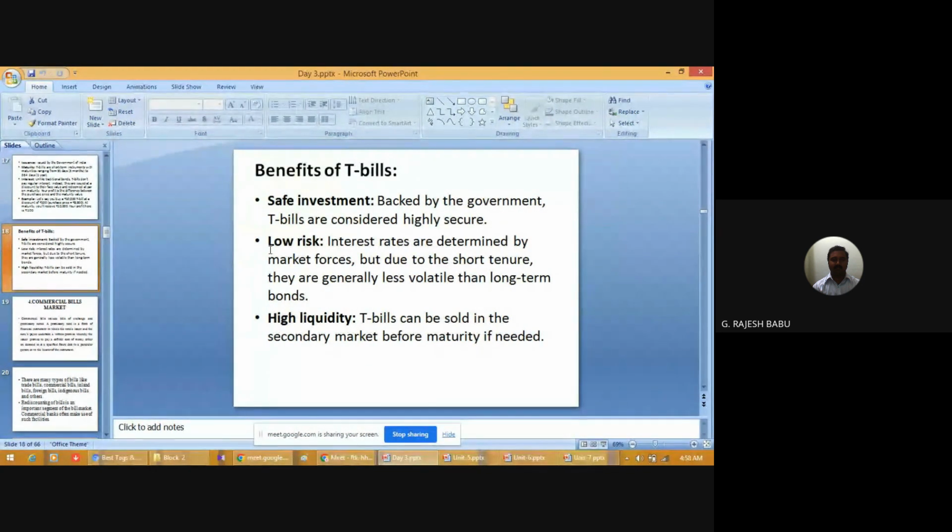The net short-term market borrowing of the government through 91 days, 182 days, and 364 days treasury bills stood at rupees 37,528 crores during the 2019-20 period.